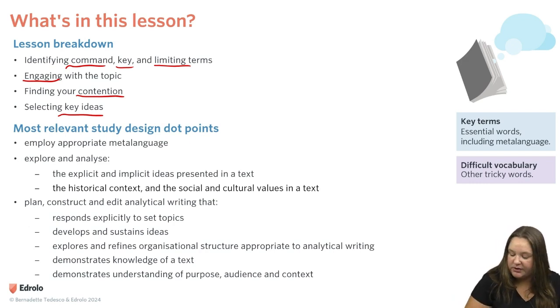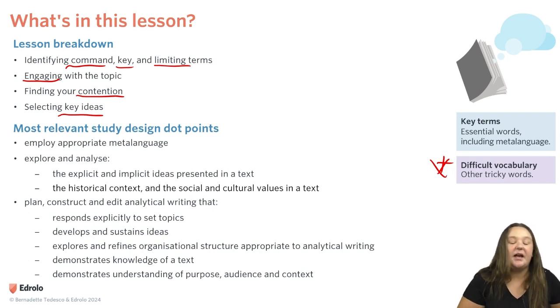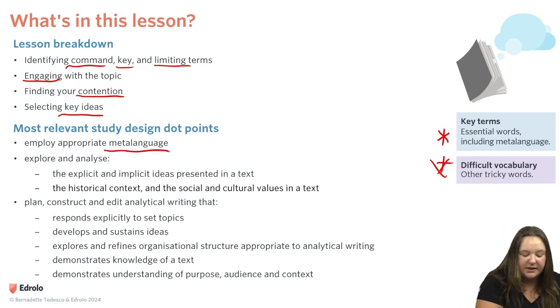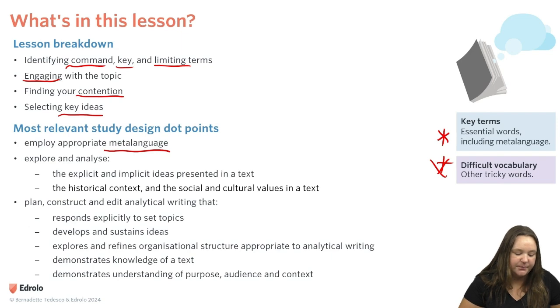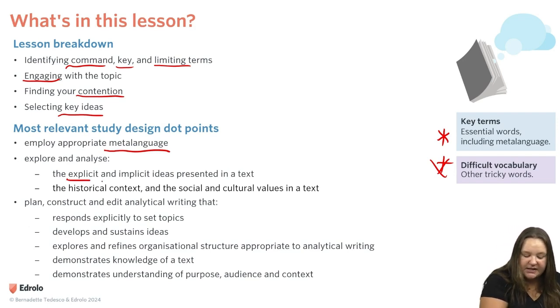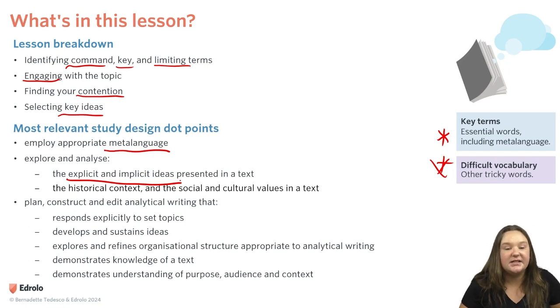You'll notice on the side here that there might be some purple boxes, and these are some difficult vocabulary that you might need. And there's also some key terms here. Now, in amongst this, there'll be some meta language that will help you to meet that requirement of this study design. I'll also be covering the study design dot point of exploring and analysing explicit and implicit ideas presented in the text, because these are going to be essential in your planning.